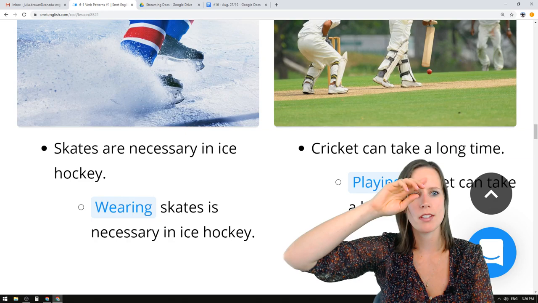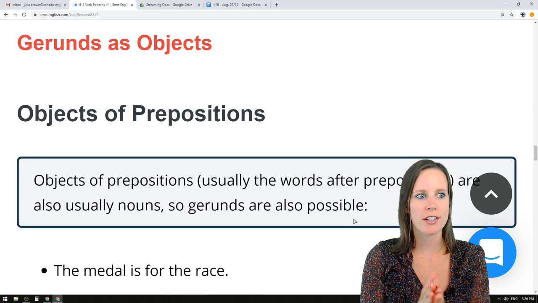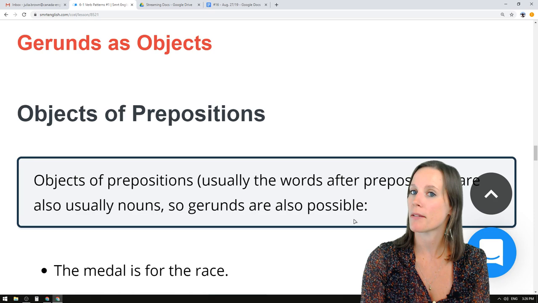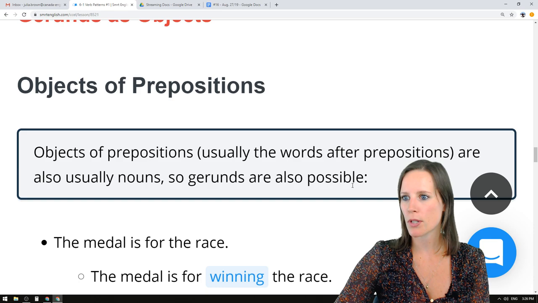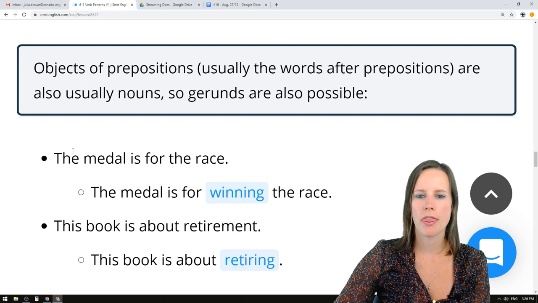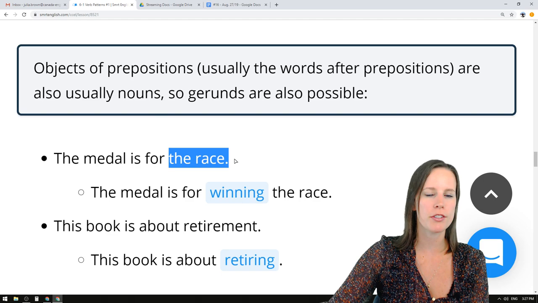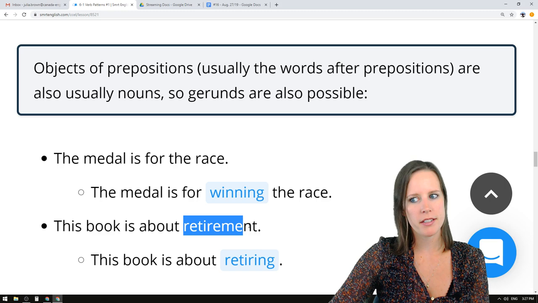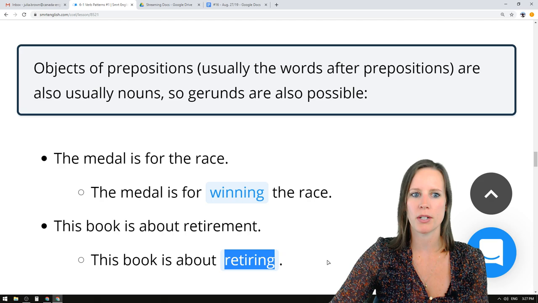Okay. Next, gerunds as objects. We're talking about gerunds as objects of prepositions because, remember, prepositions, most of the time, require an object. They can be nouns, they can be pronouns, and they can also be gerunds, okay? In these two examples, the medal is for the race, okay? So I can say here just a regular noun, or a little more descriptive, the medal is for winning the race, okay? This book is about retirement, noun. Or I can change it to the action noun. This book is about retiring. Okay.